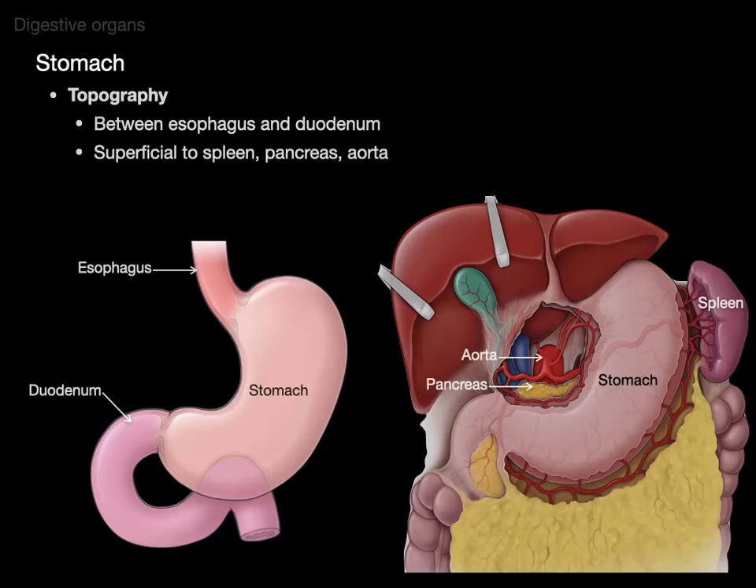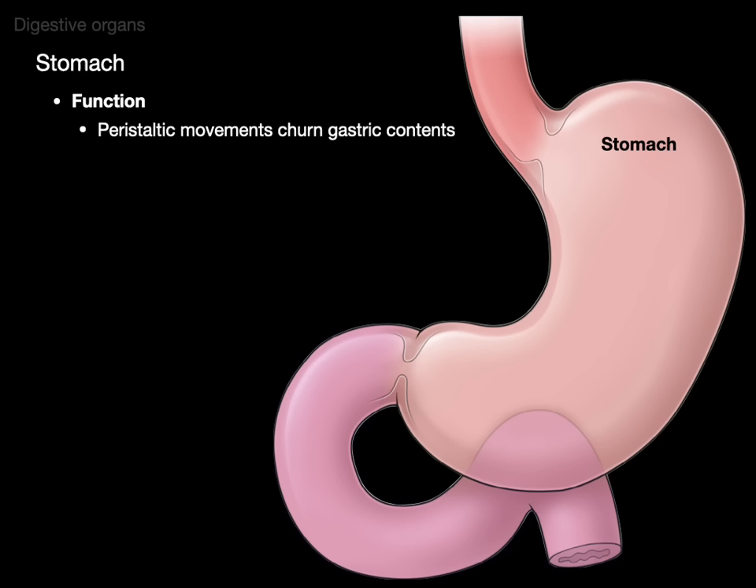The function of the stomach. Well, peristaltic movements churn the gastric contents, and it makes the bolus into chyme. And so this would help facilitate the physical breakdown of food, and the mixing of secretions from gastric glands turn this bolus into chyme.